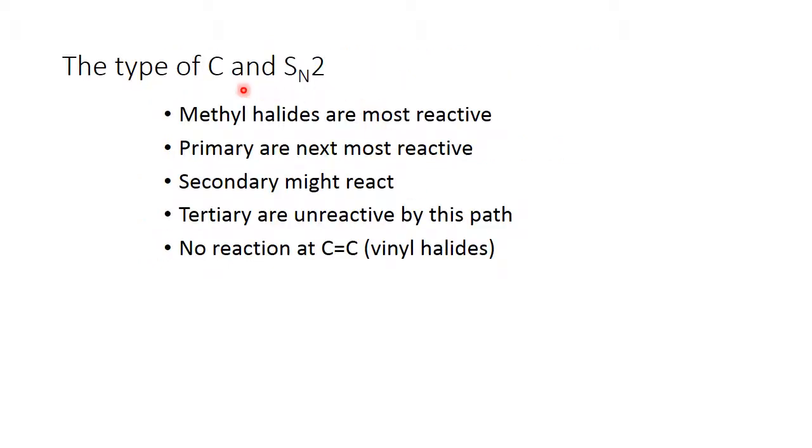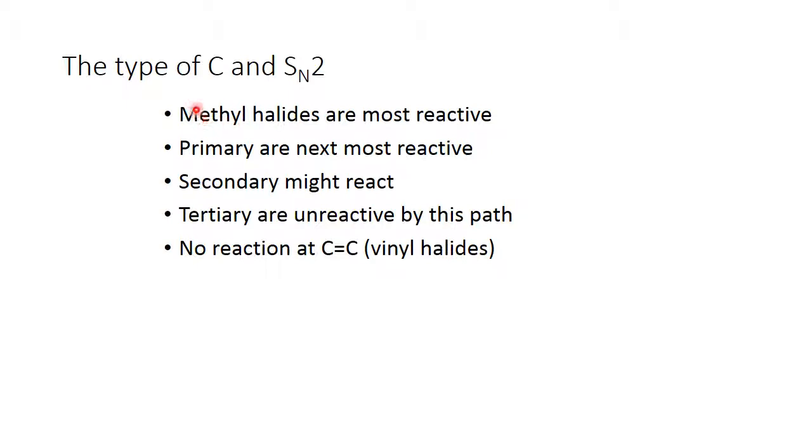SN2 has a very crowded transition state. There are 5 things around the carbon in an SN2 reaction. You have the nucleophile coming in while the leaving group has not yet left, and then you've got 3 attachments on that carbon in addition to the leaving group and the nucleophile. This makes that transition state very crowded. As a result, unhindered carbons are more likely to undergo SN2 reaction than hindered carbons.